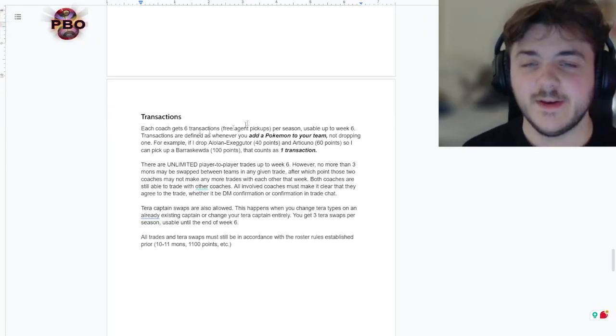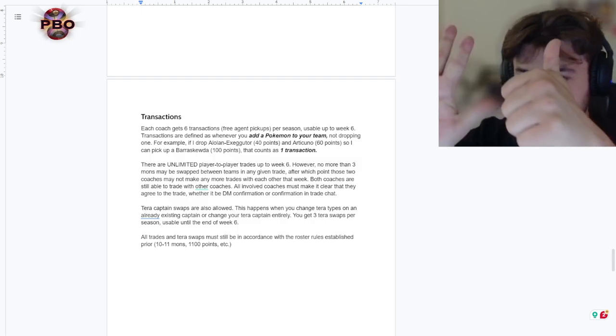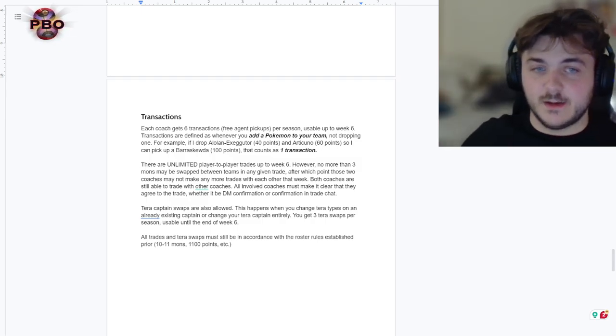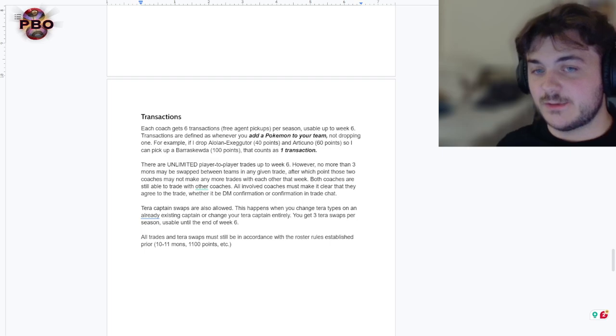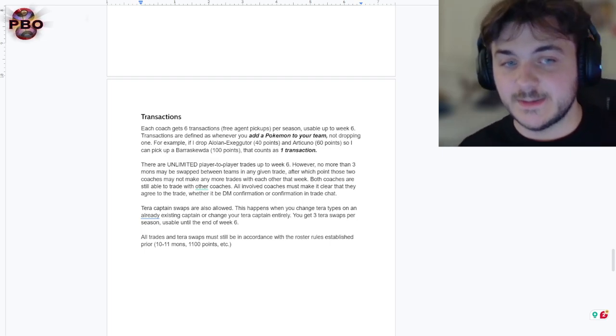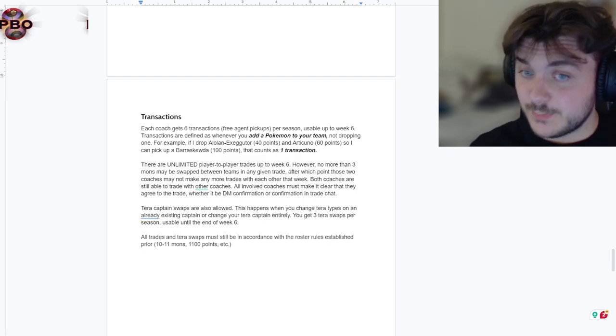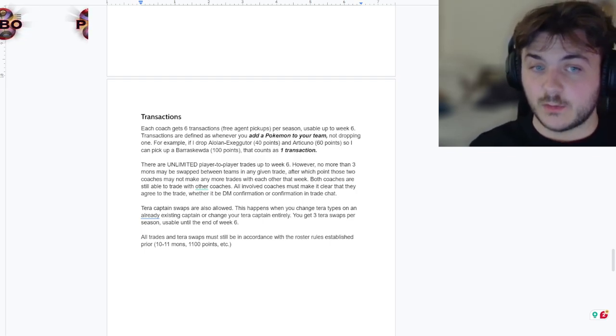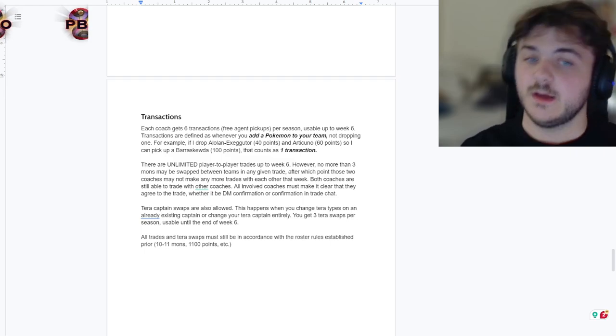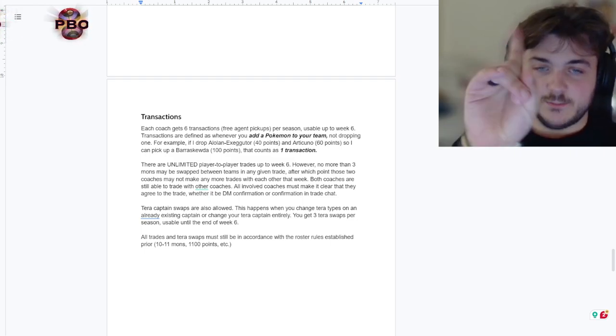Transactions. Everyone's favorite. Each coach gets 6 free agent pickups for a season, usable up to week 6. Transactions are defined as whenever you add a Pokemon to your team, not dropping one. For example, if I drop a little Executor 40 and or 60 so I can pick up Barracuda 100, that counts as one transaction.